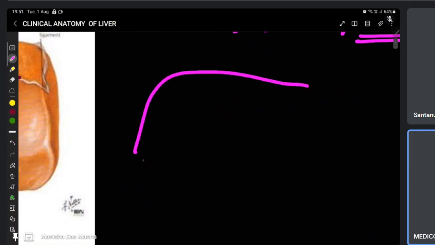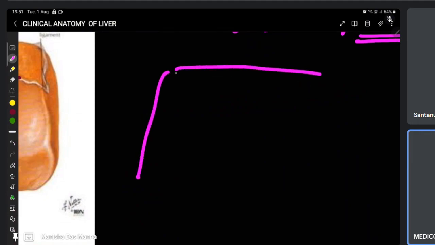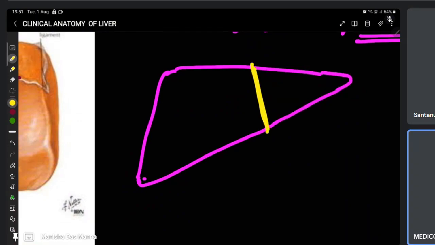this is your liver, and this is the anterior aspect of the liver. I am going to draw the anterior aspect. And what is this? This is very simple, the falciform ligament. This falciform ligament is dividing the liver into a right lobe and a left lobe.